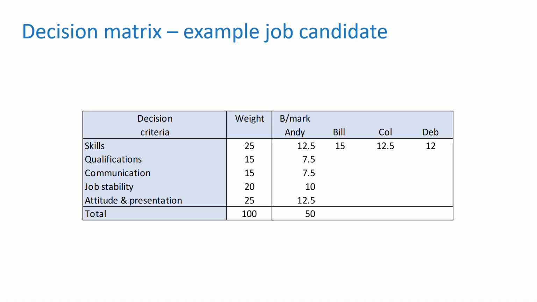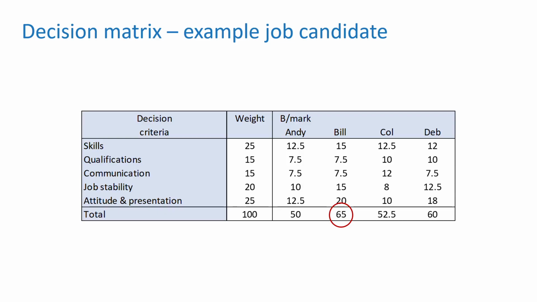So we complete the matrix in that way, and what you'll come to at the end are some total scores for each candidate or each option. And in this example, the result is that Bill appears to be the choice candidate. He scored 65. Deb may well be in the mix too, but probably Andy and Cole have dropped off the radar screen. So the next question really is, does that result agree with your intuition?